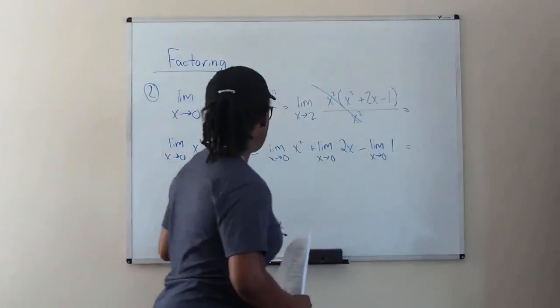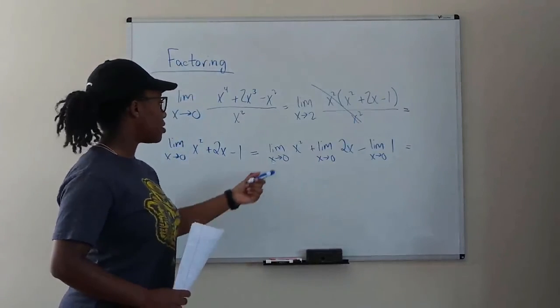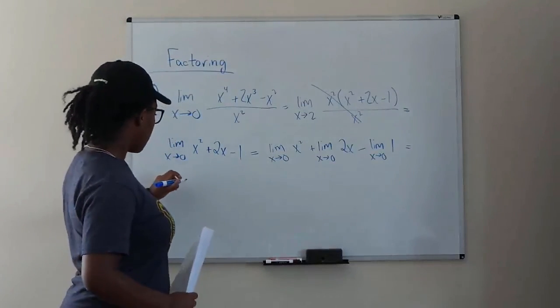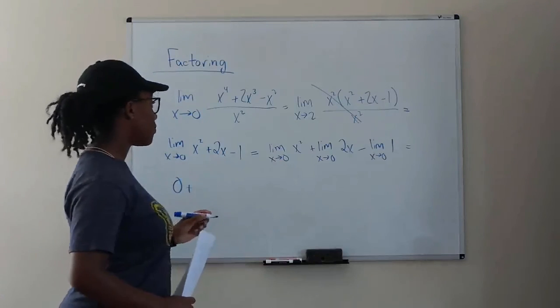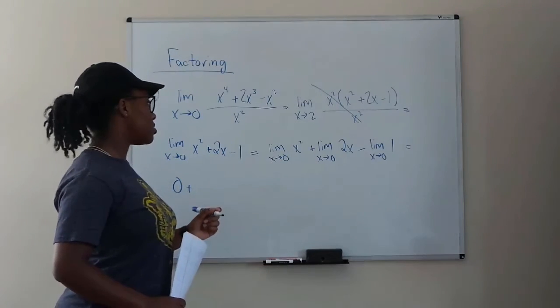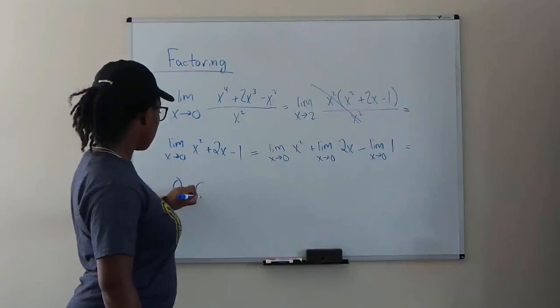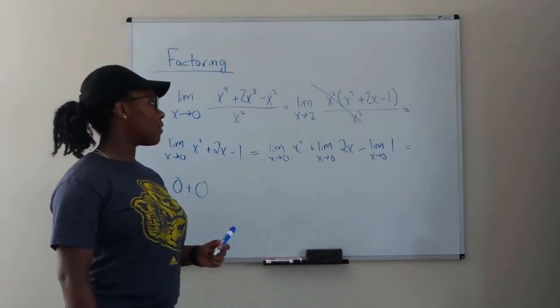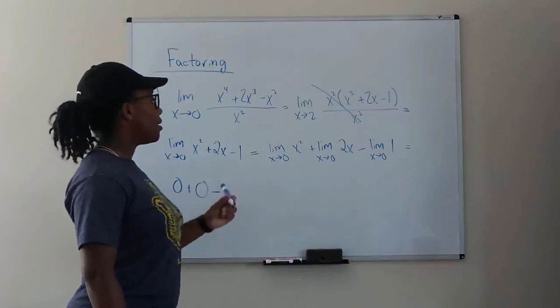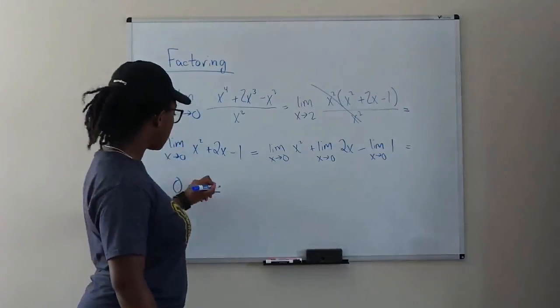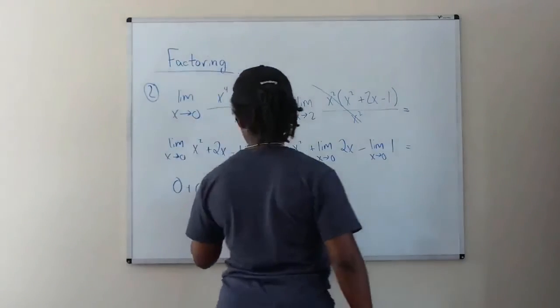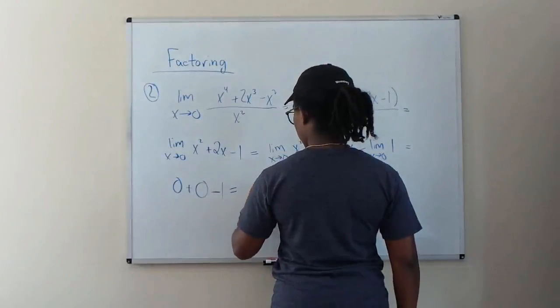Okay? Because we can just directly substitute in, we're going to substitute 0 in for x squared, so that's going to be 0. The limit as x approaches 0 of 2x will also end up being 0. And then minus the limit as x approaches 0 of 1. 1 is always going to be a constant, so the answer is just going to end up being -1.